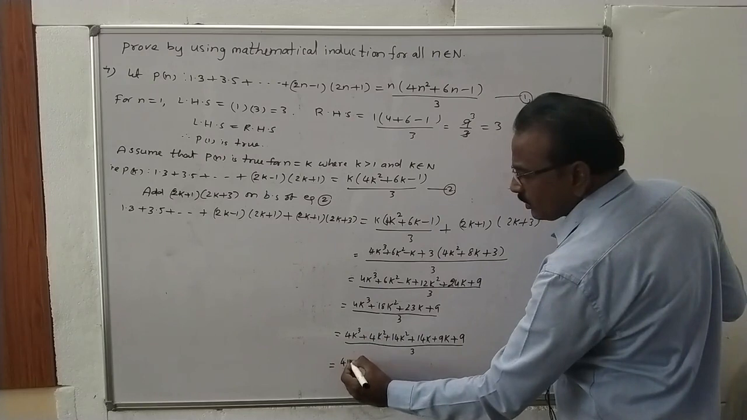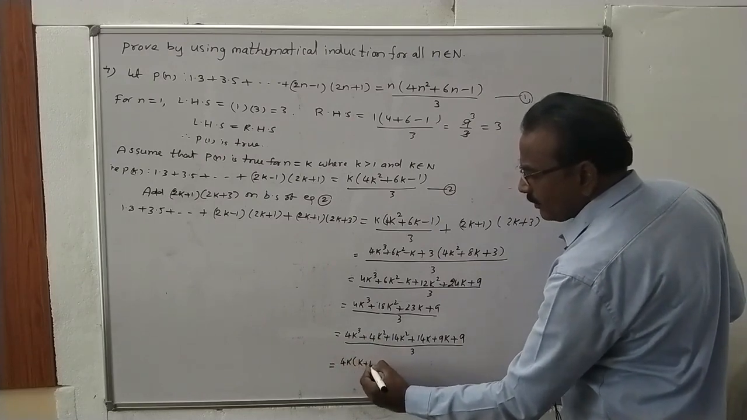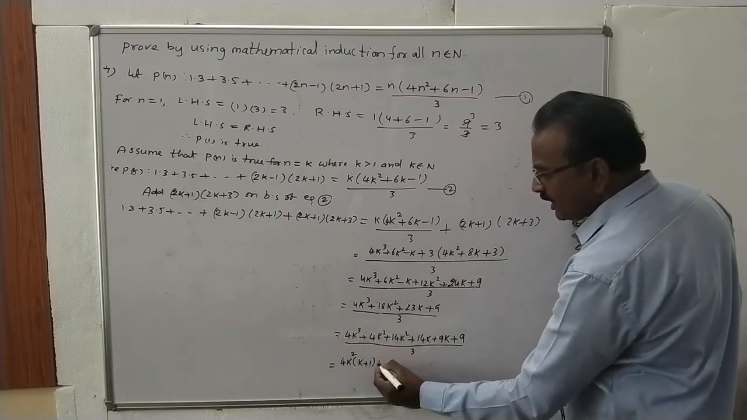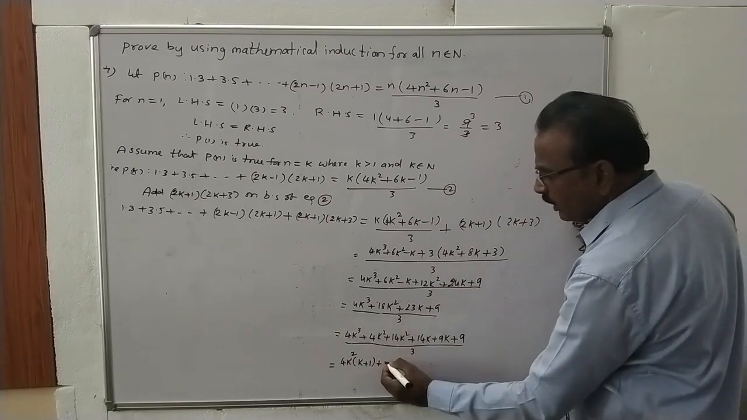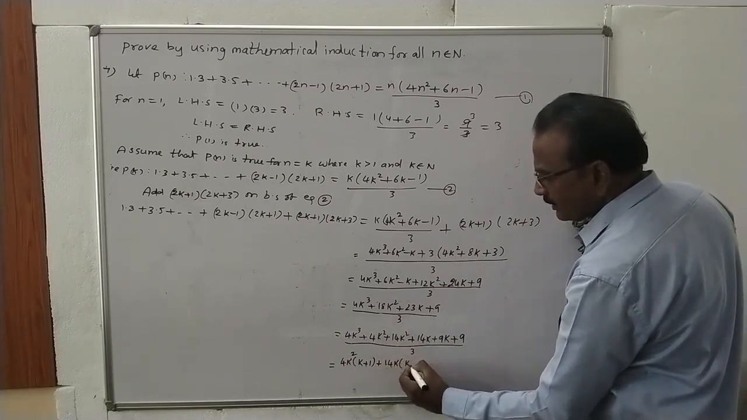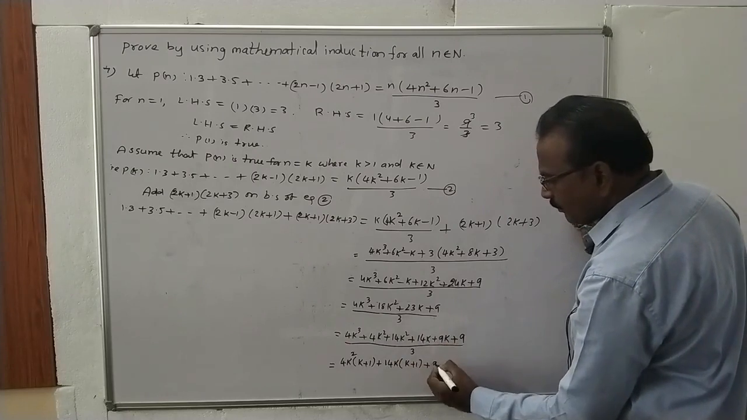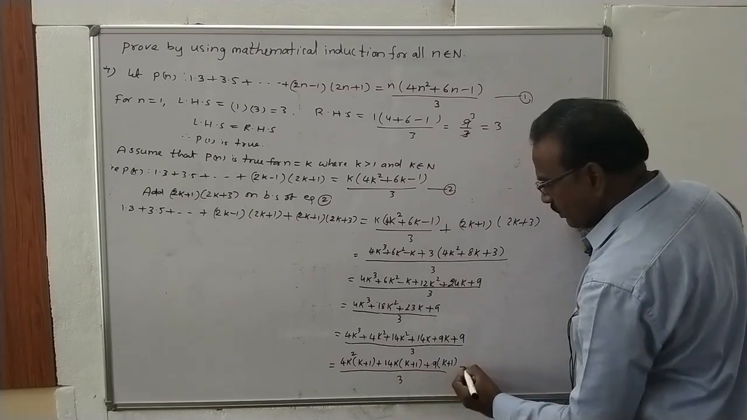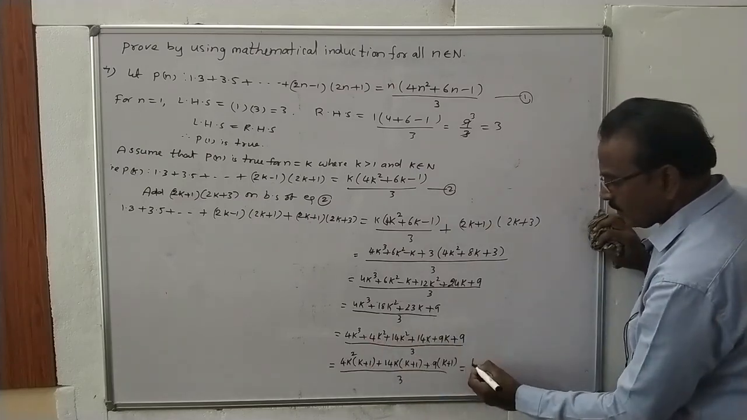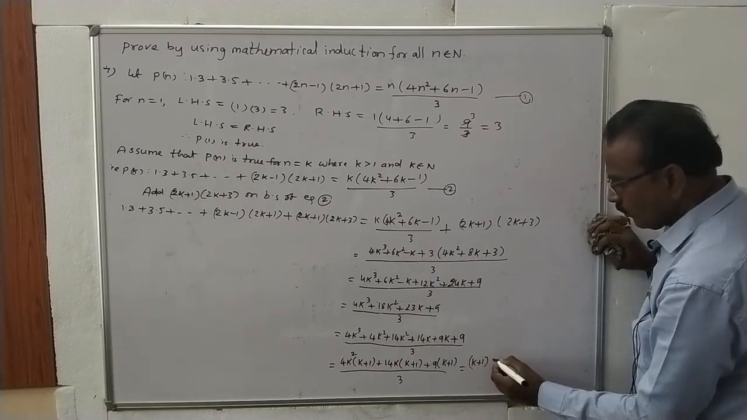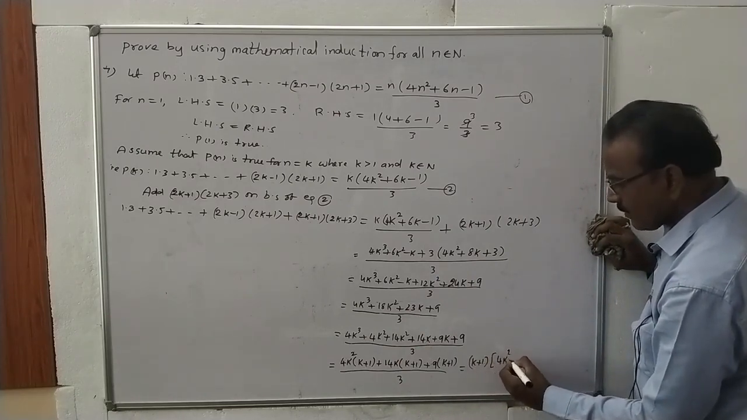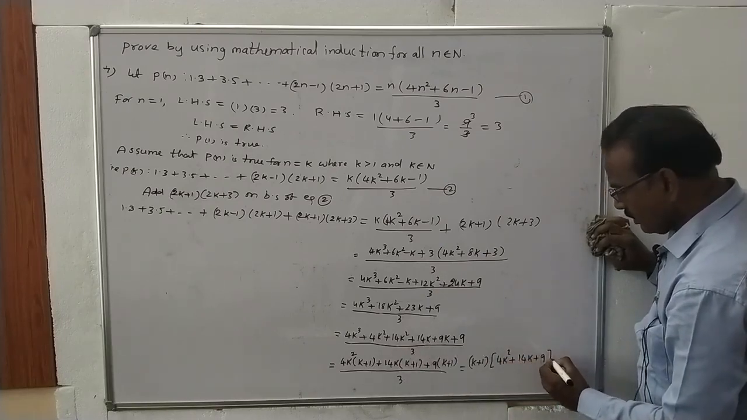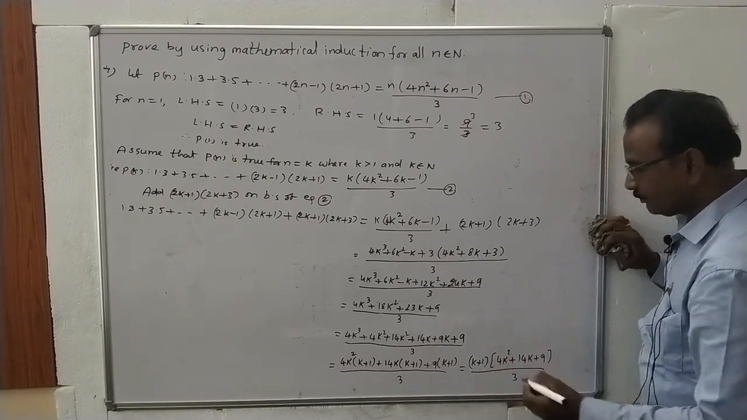What is common? 4k square is common, take it outside, remaining is k plus 1, plus 14k square plus 14k, 14k is common, k plus 1, plus 9 is common, k plus 1, divided by 3, is equal to, again what is common? K plus 1 is common, k plus 1 into 4k square plus 14k plus 9, divided by 3.